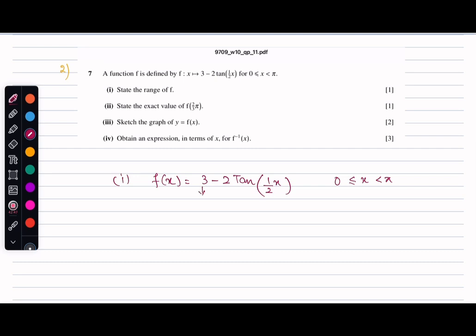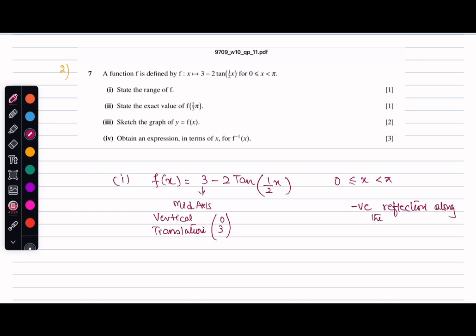This 3, it's the mid-axis, or it's the vertical translation, with 0 and 3. The negative sign means it should be the reflection in the negative with tan of x. It means it's the reflection in the x-axis, and this holds a great importance, reflection along the x-axis.